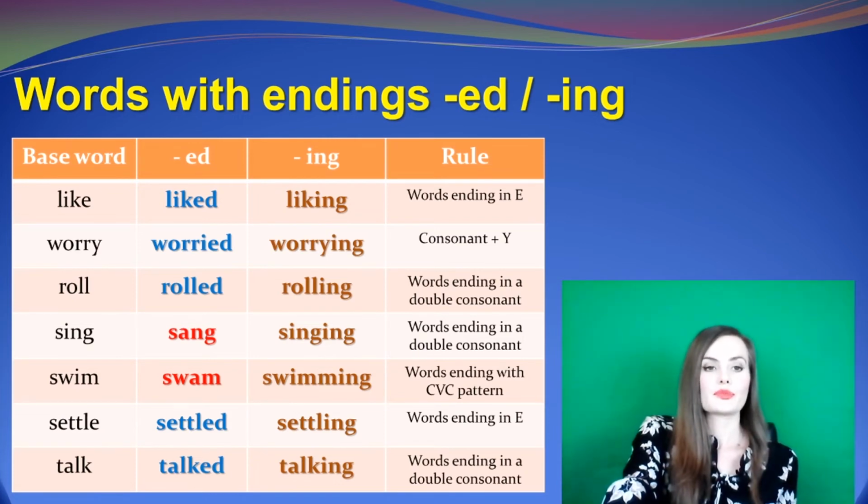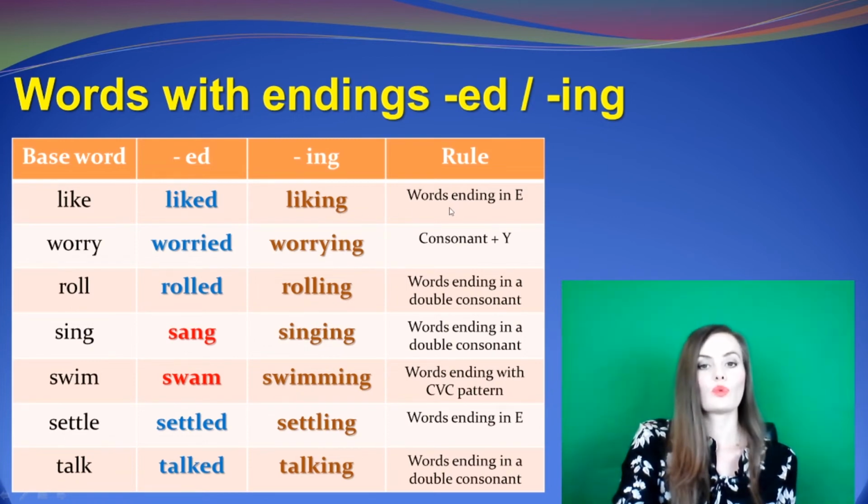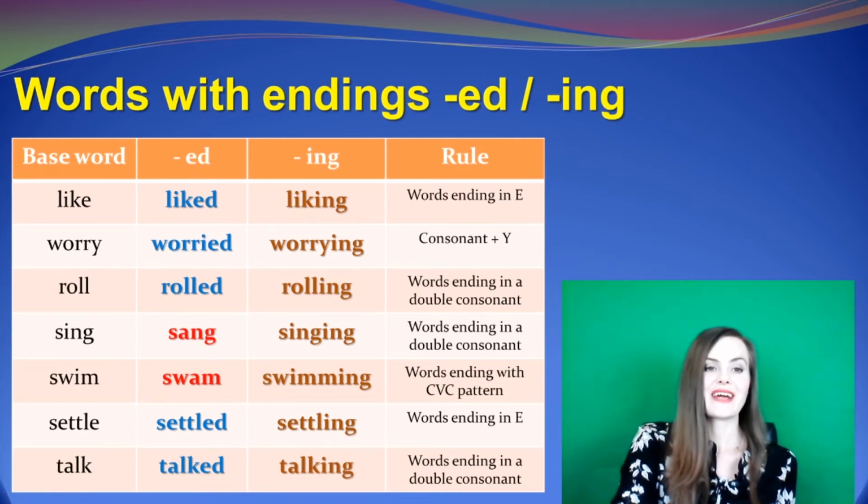The first base word is like. When we want to add ending ED, we get liked. And when we want to add ING, we get liking. So in this case, we just drop the silent E in both cases and we add these endings. The rule that we apply here is words ending in E. The next word is, you read? Yes, you're right. It's worry. Worry ends in letter Y.